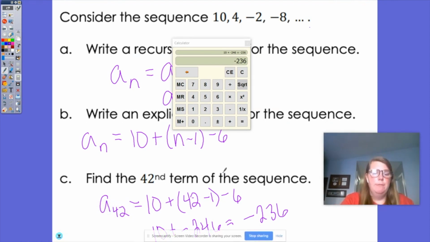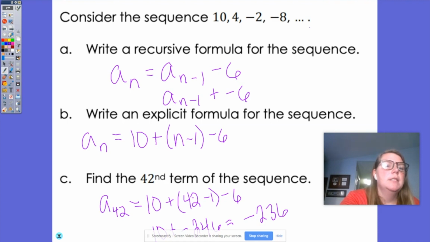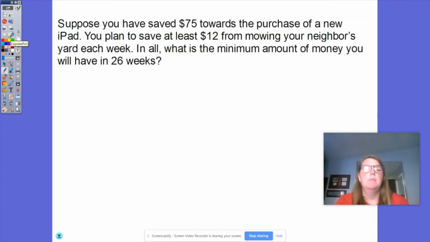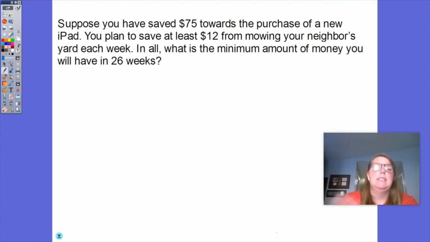Okay, so let's look at a few more. So let's get rid of this calculator for now. This next question is a word problem. So suppose you've saved $75 towards the purchase of a new iPad. You plan to save at least $12 from mowing your neighbor's yard each week. In all, what is the minimum amount of money you will have in 26 weeks?